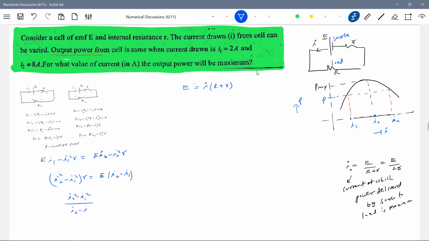E by R is I1 plus I2. So we know I1 plus I2 is how much? 10, 2 plus 8, 10. But I naught is how much? E by 2R. So therefore 1 by 2 into E by R.